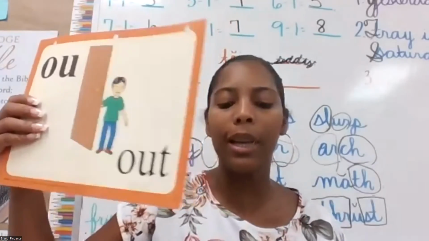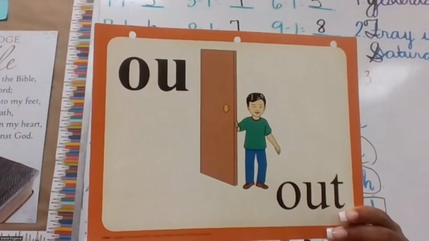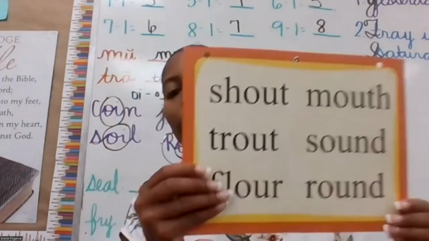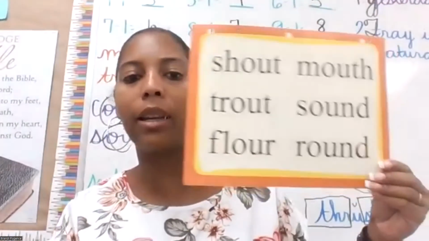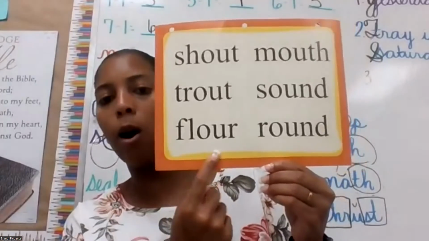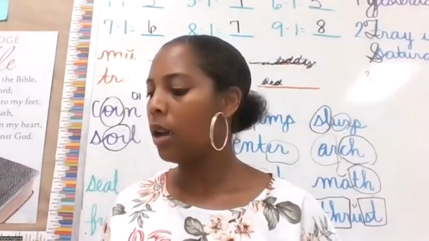Next one, OU says ow in ouch. Okay, this is what you use to bake. This is something you use when baking. If you're baking a cake or cookies, you would use this thing to bake. Flour, not the flour, the plant. This is flour that you bake with.